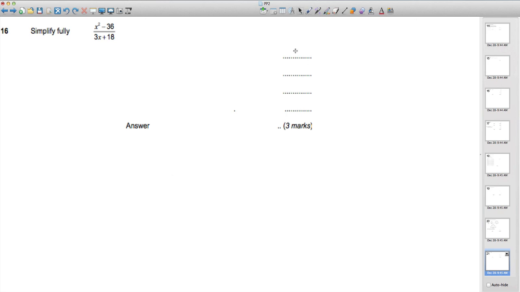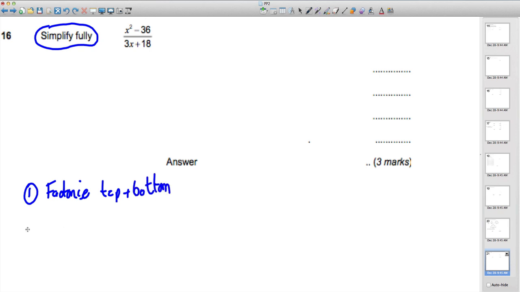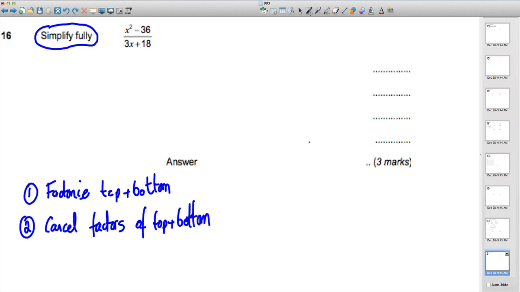Question 16. Simplify fully the following. If you are asked, write this down in case you don't remember. If you are asked to simplify algebraic fractions, step 1, factorise everything you see. Factorise top plus bottom. You must do this. If you don't, you have no hope. Step 2, cancel where appropriate. Cancel factors. Cancel things that are timesing on the top and the bottom that are equal. So cancel factors of top and bottom. And that will get you the answer you're looking for.